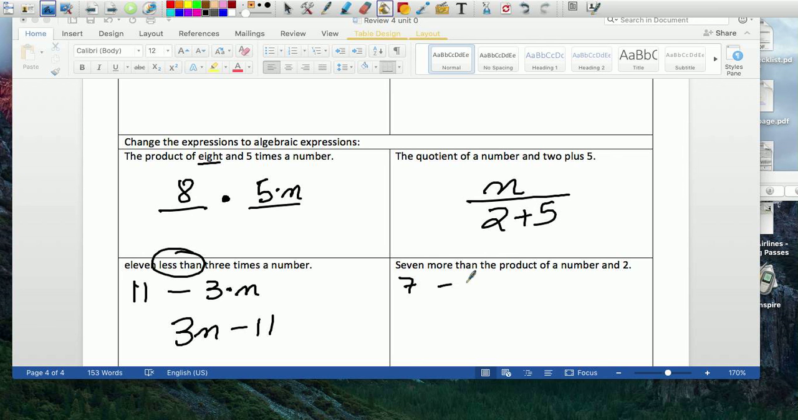7 more. Product is multiplying, so what do I mean by multiplying? n plus 2, right? Yeah. So just clean it up. 7 plus, instead of 2 times n, we write 2n, right? 2 should come first. It means the same thing, right? Commutative property, right? If I change the order of the factors, it's not going to change the product. So instead of writing n2, write 2n.